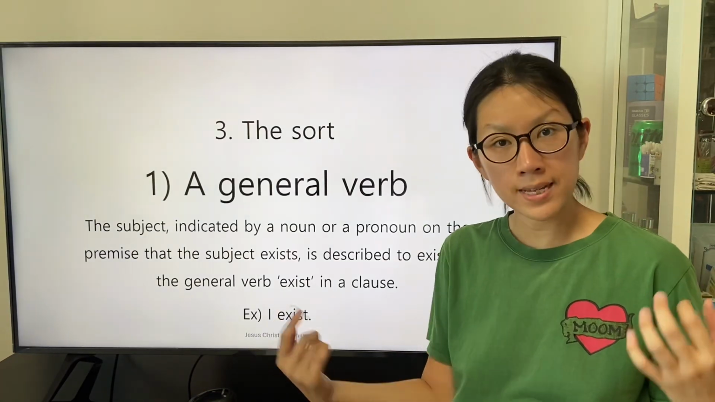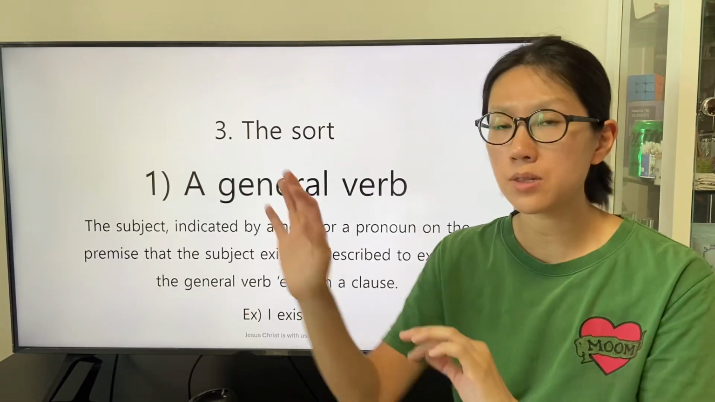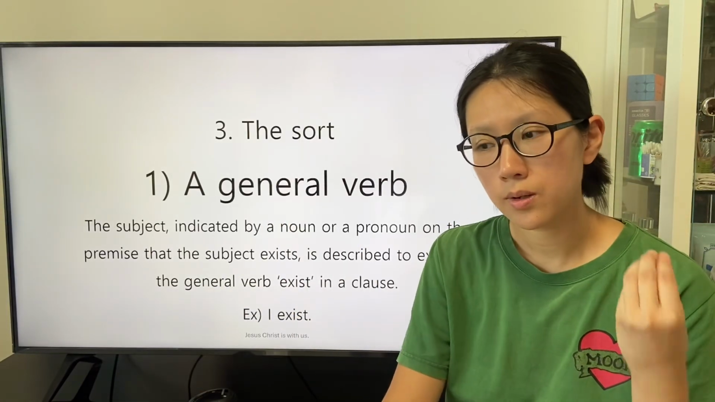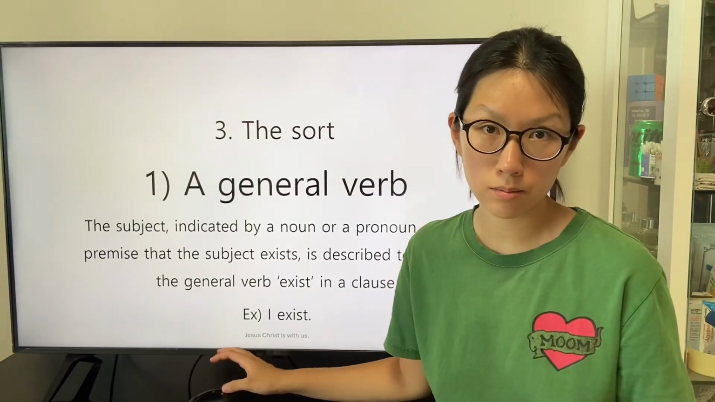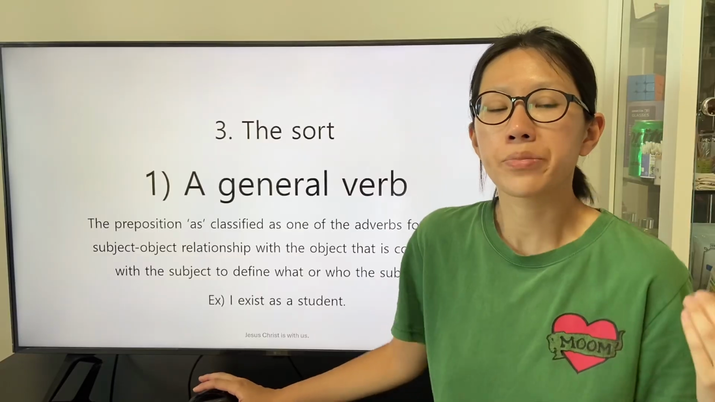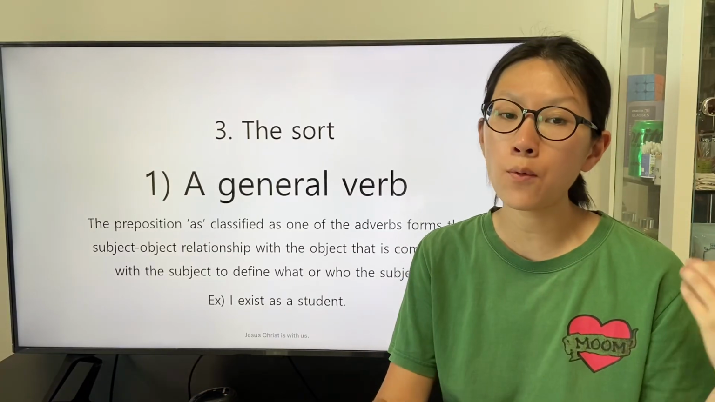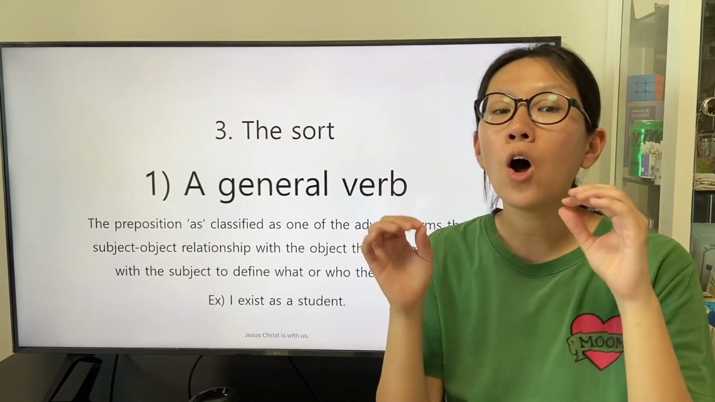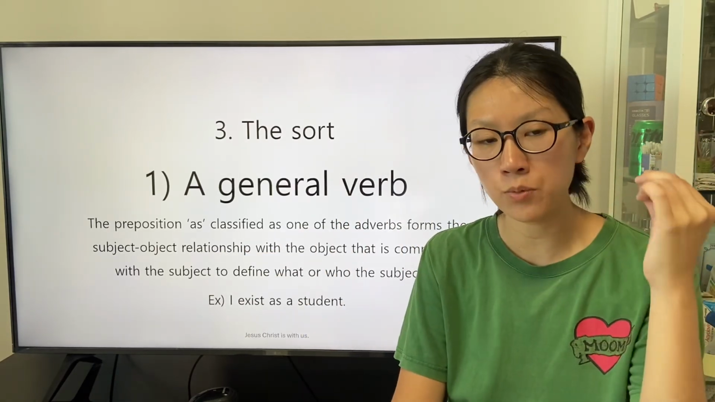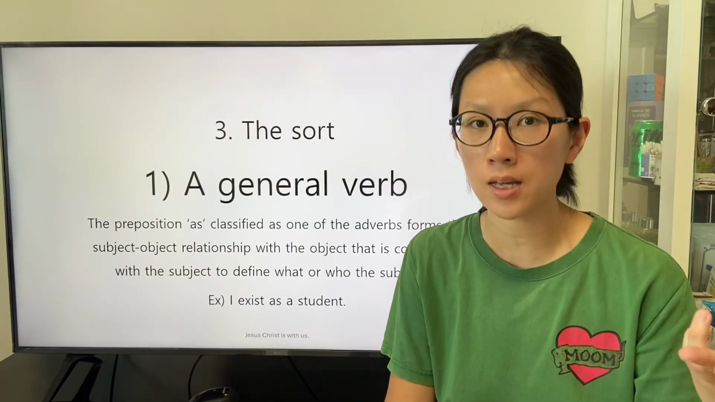The general verb exist, as an intransitive verb, describes the speaker as the subject as an existence. The preposition as, classified as one of the adverbs, forms the subject-object relationship with the object that is compatible with the subject to define what or who the subject is.